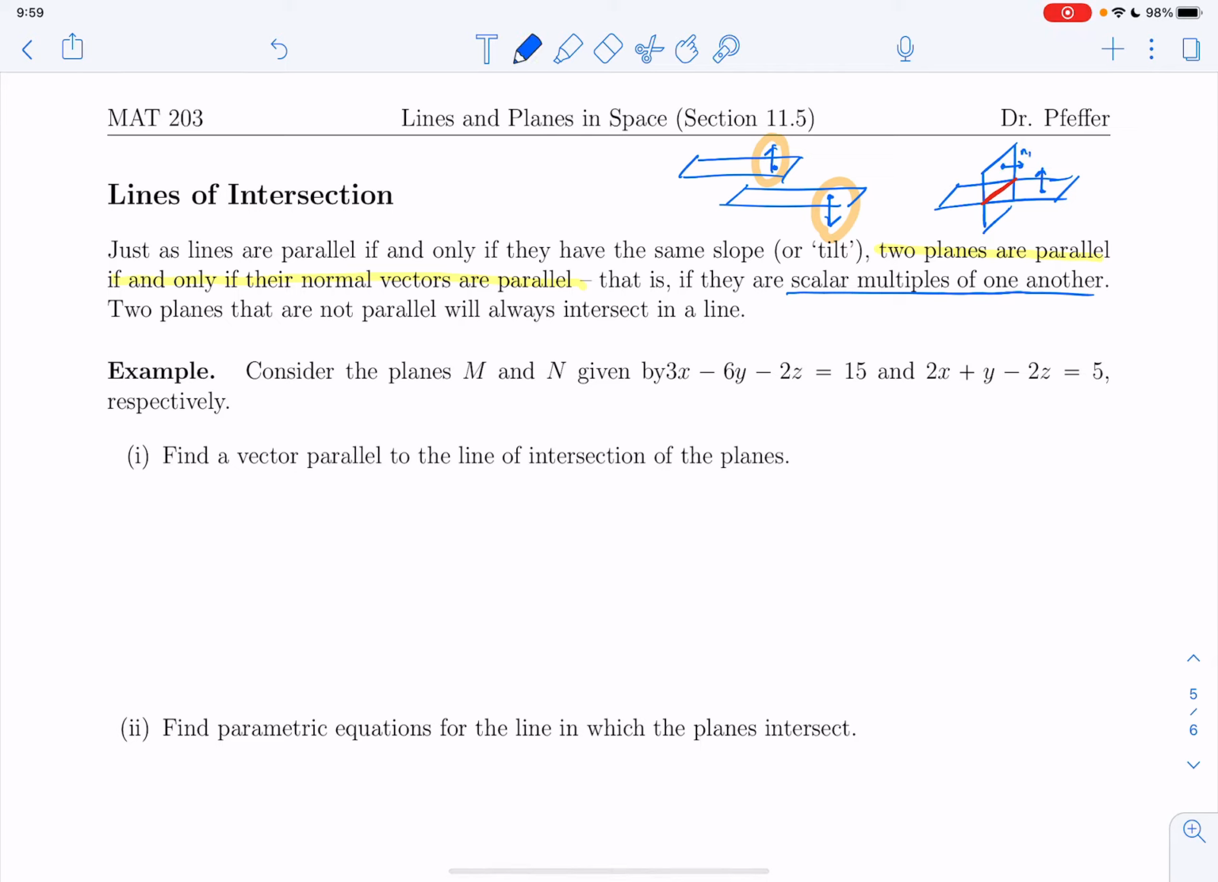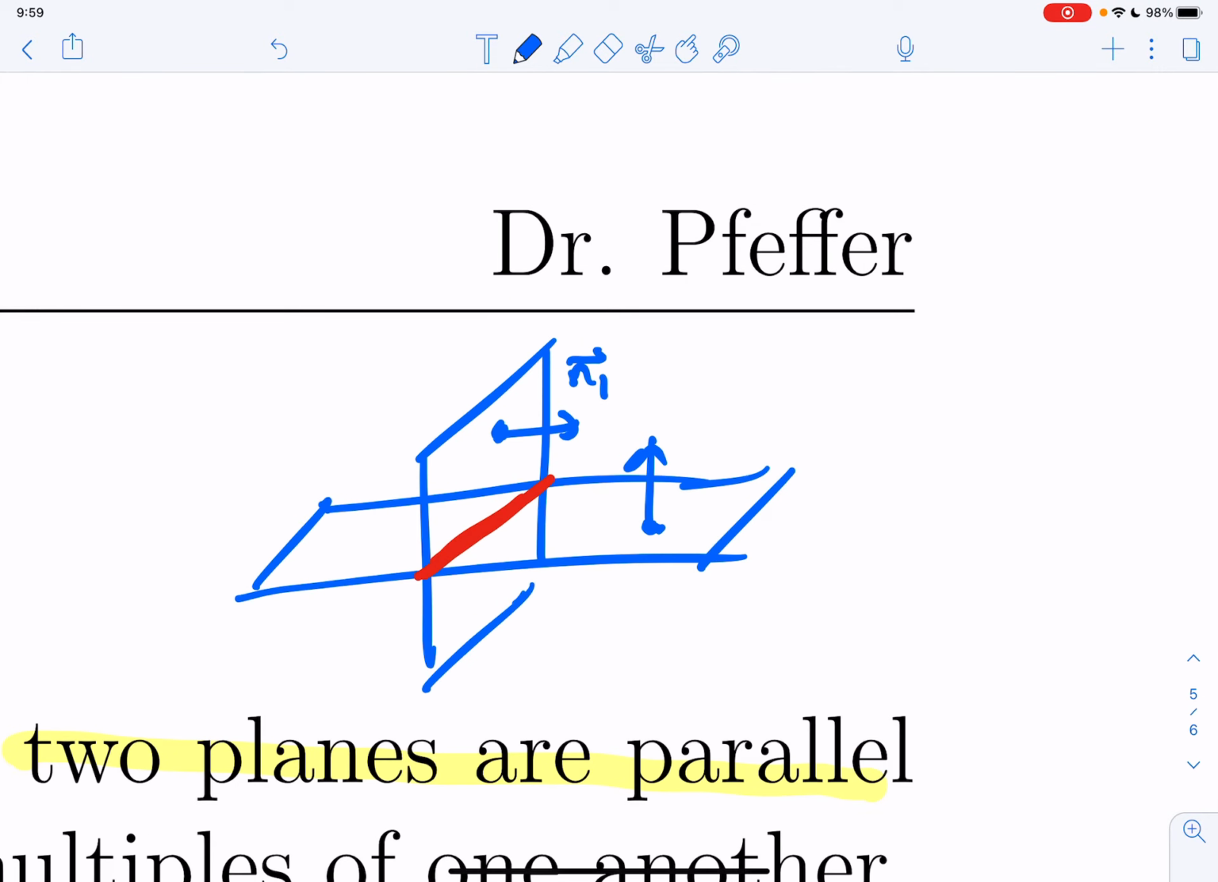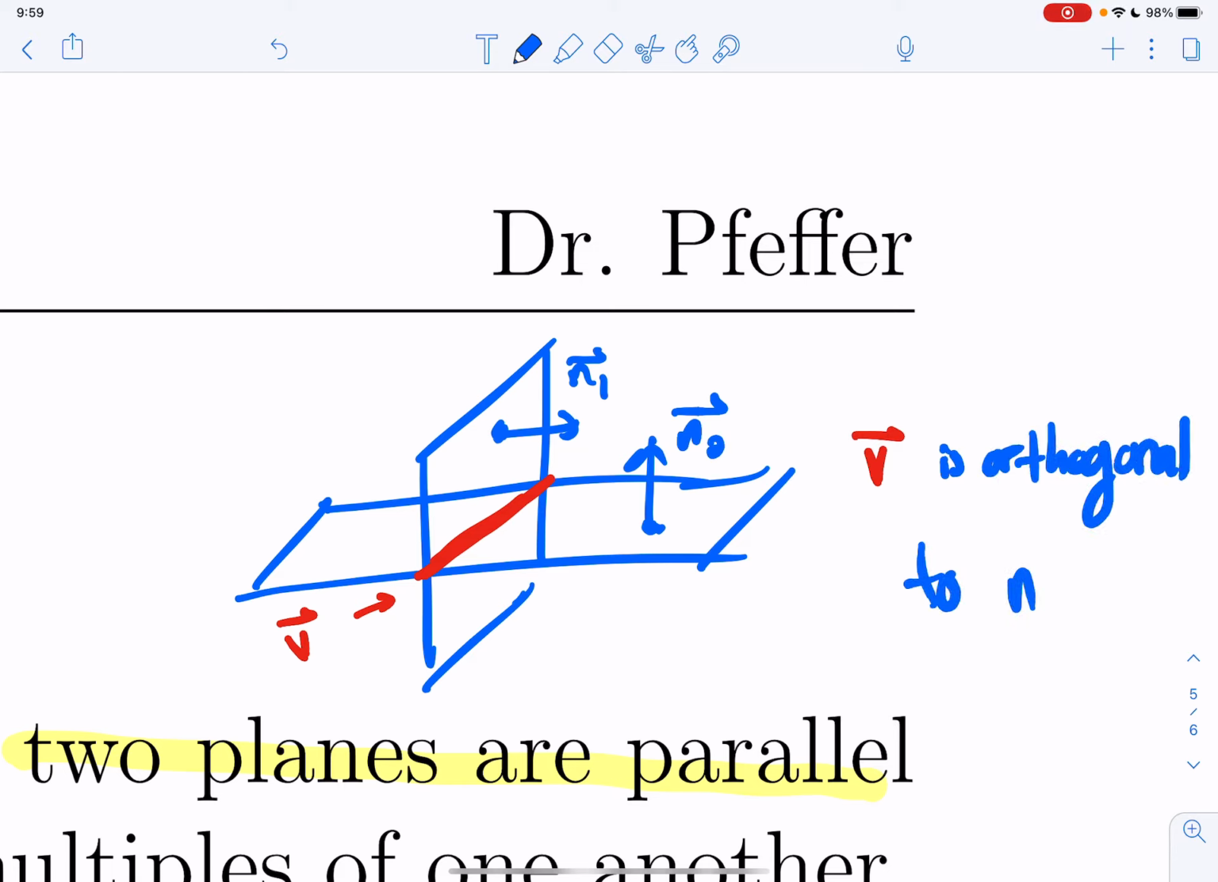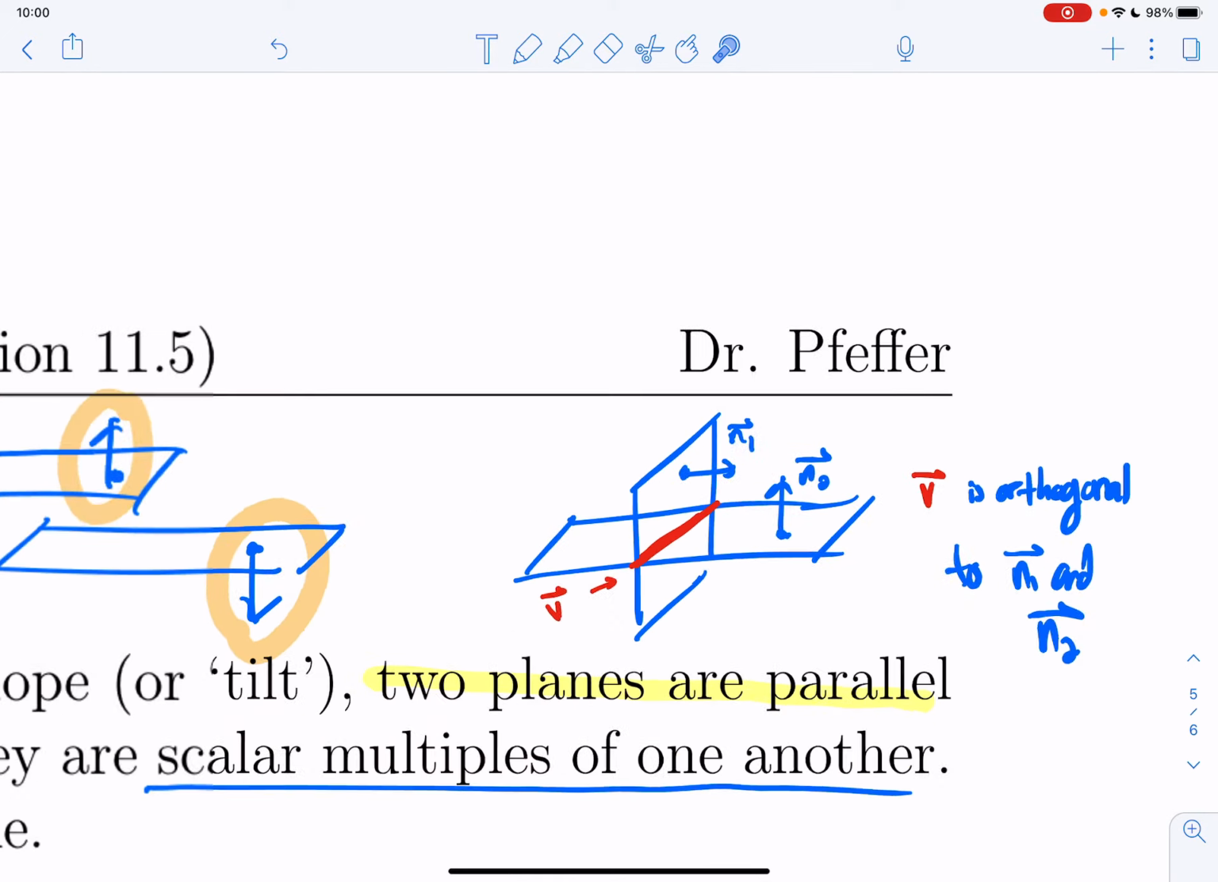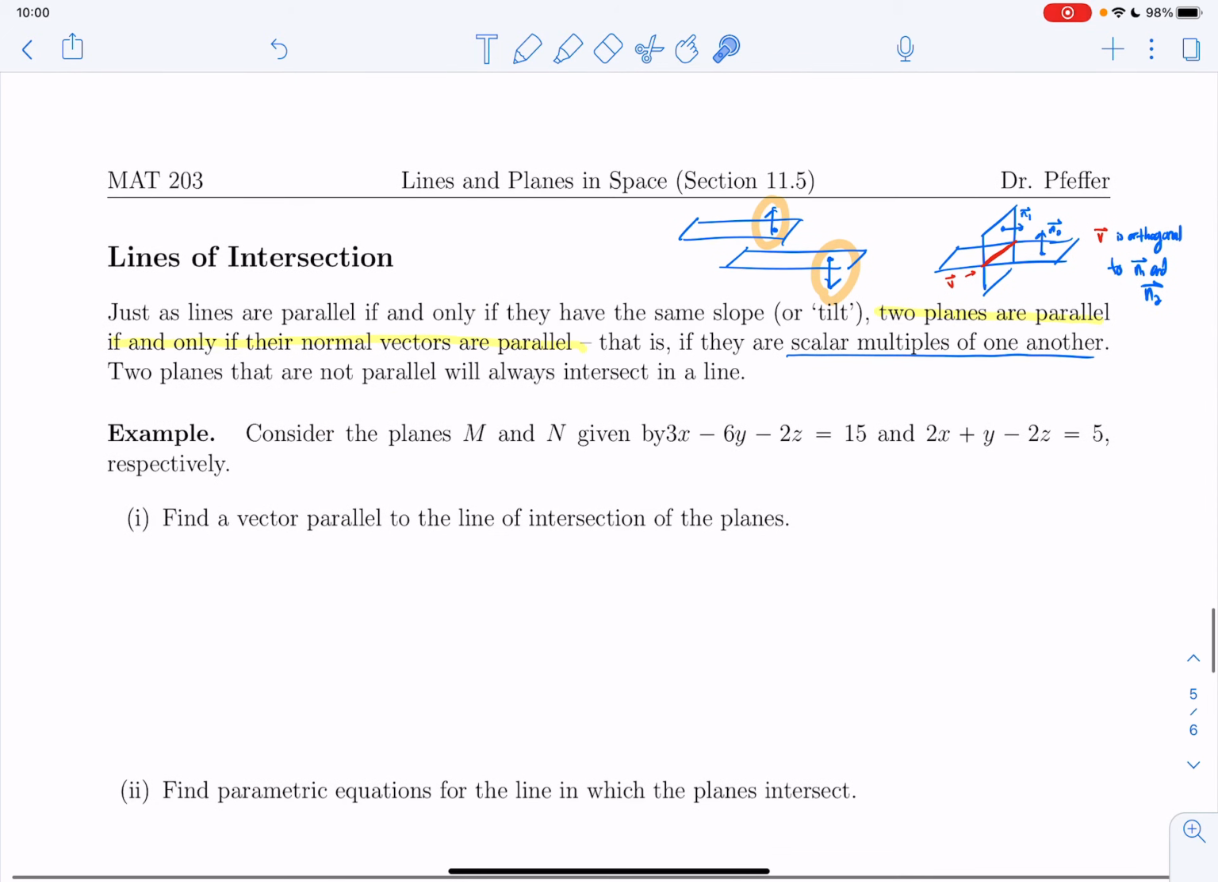So if this is n1, and this is n2, then this line of intersection, v, is orthogonal to n1 and n2. However, how do I take two vectors and find something that's orthogonal to both of them? Well, we know that answer. It's literally the cross product. So as a result, we can answer questions like this.